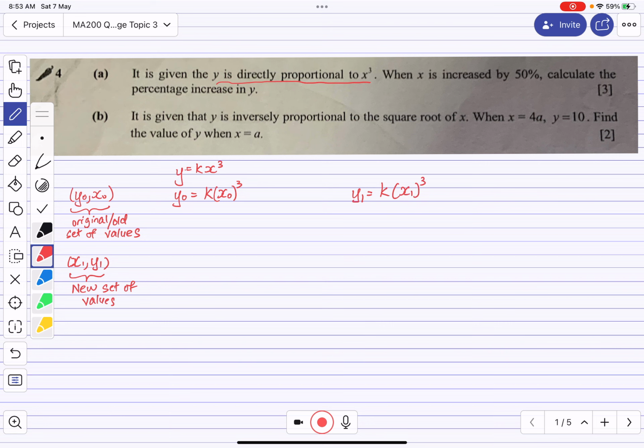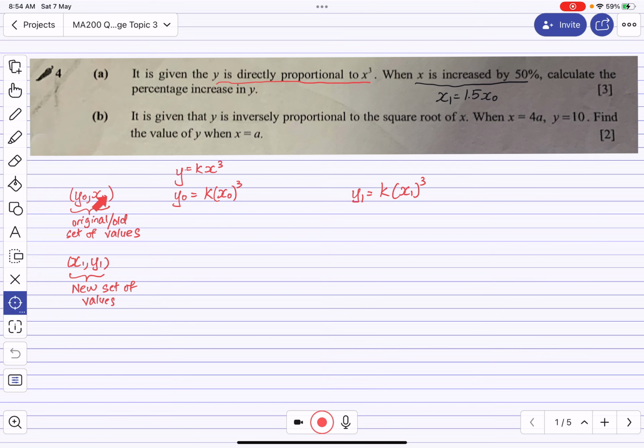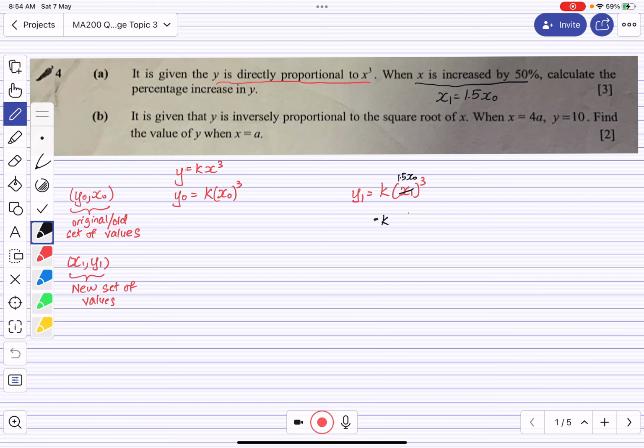Because they say that x is increased by 50%, I can say that x1 is basically 1.5 times the original x naught. So x1 can be replaced by 1.5 x naught. Do be careful that when you replace x1 with 1.5 x naught, it will be cubed as well. So this is the same as k multiplied by 1.5 of x naught, cubed.